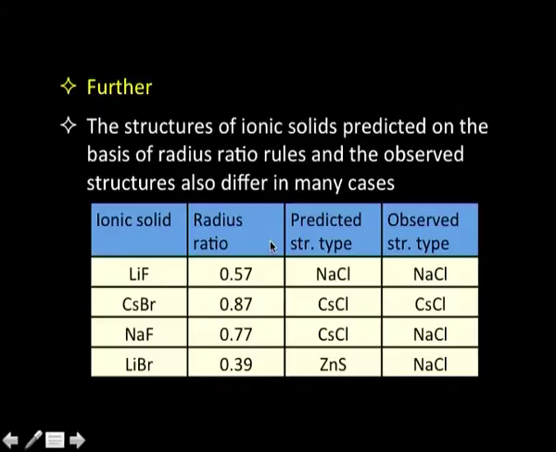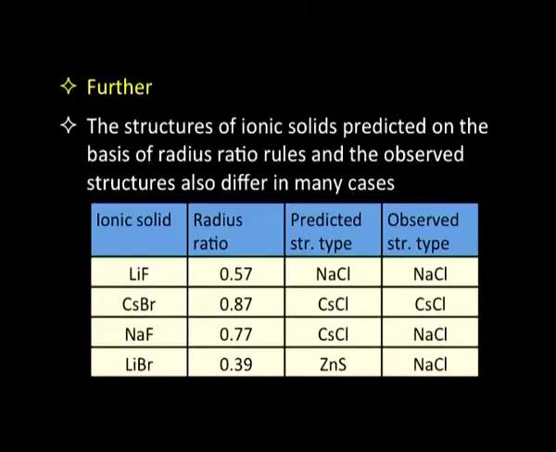But what we find from this deviation is that there is a certain amount of covalency in them, and because of this covalency, this deviation is coming. Further, we talked about the structure of ionic solids based on the radius ratio rules, and these rules, you will recall, are also based on the hard sphere model of ions. What you find is that the predicted structures for different ionic solids and the ones experimentally observed differ, and this again points towards covalency in ionic solids.